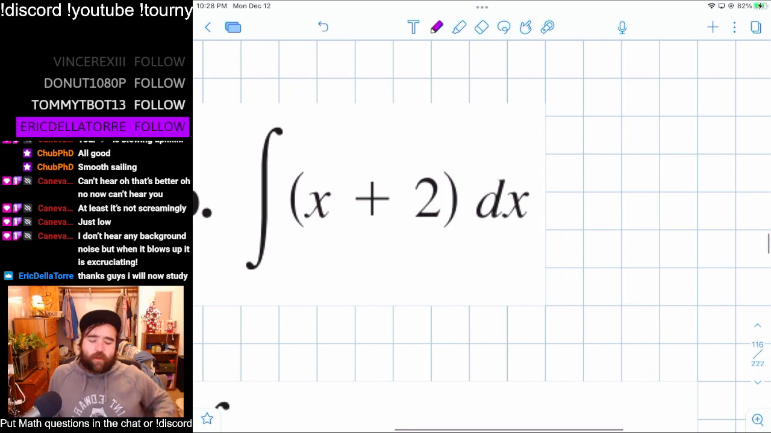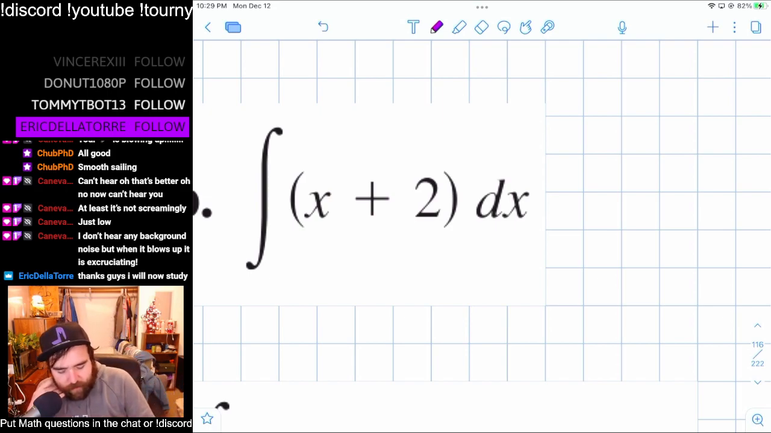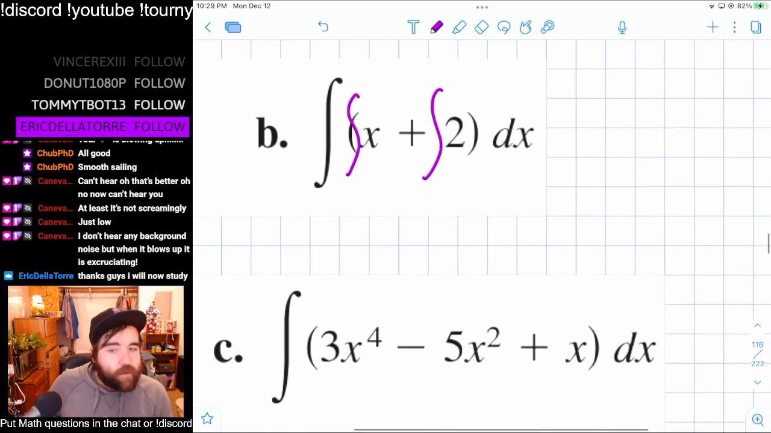So here's a rule with integrals, same with derivatives: if you're adding multiple things inside of an integral, you can always split it up. So this is going to be just the integral of x and the integral of 2. It does not work when you're multiplying.